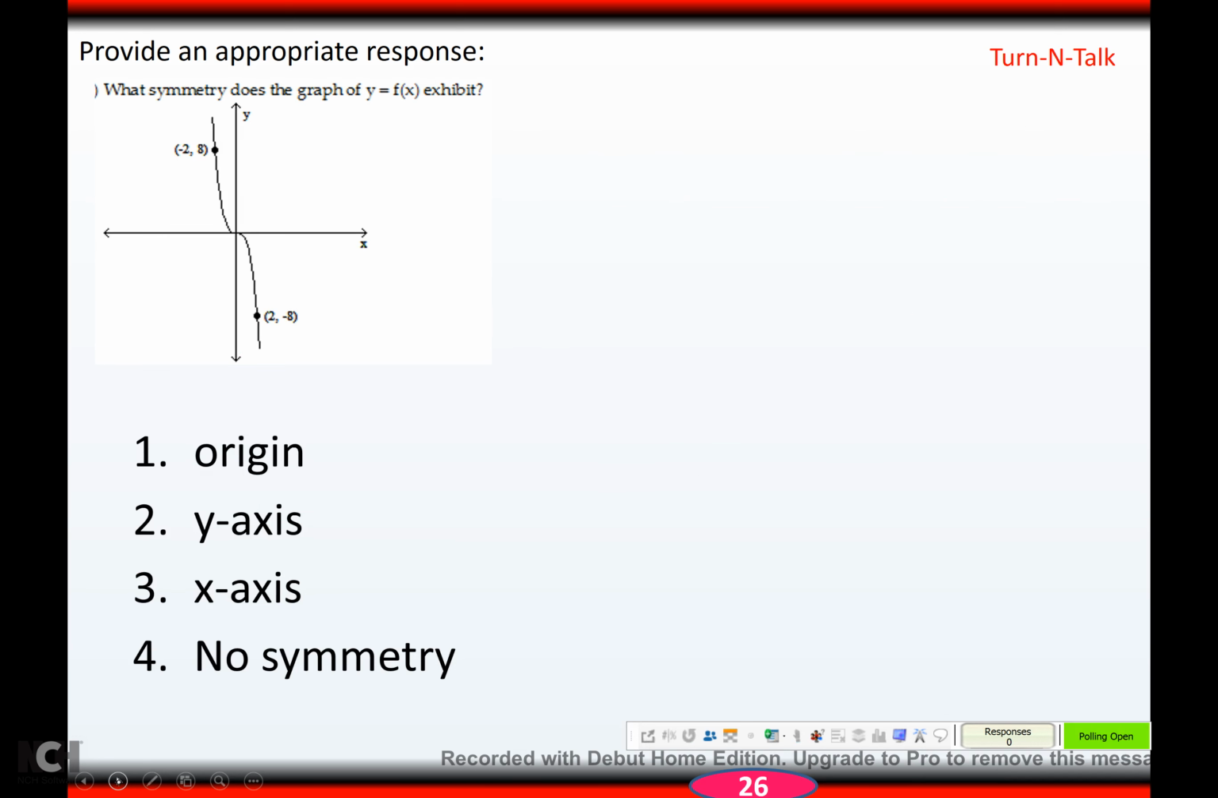And this one would be origin, because if I reflected this over here and then down, I get the other part of the picture. If you have to reflect part of it twice to get the other half, that's what we call origin symmetry.